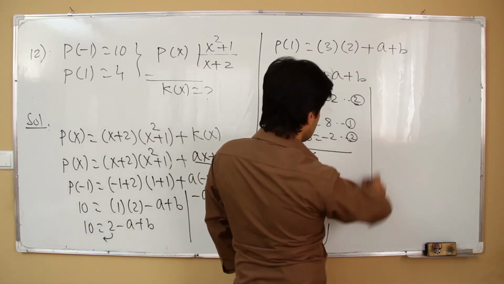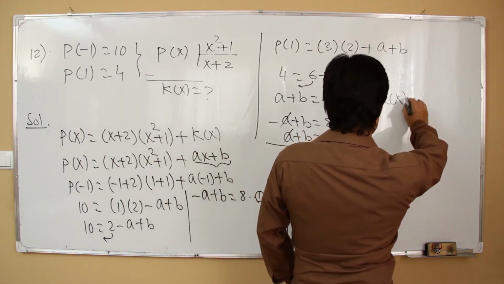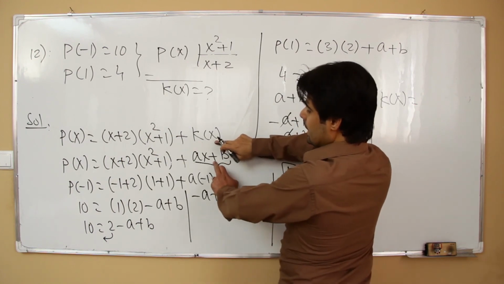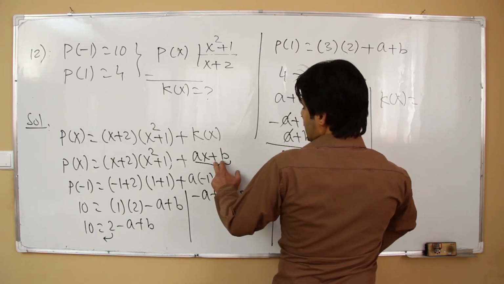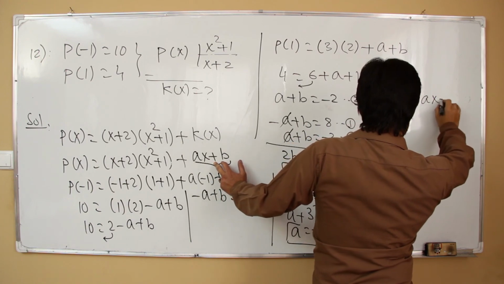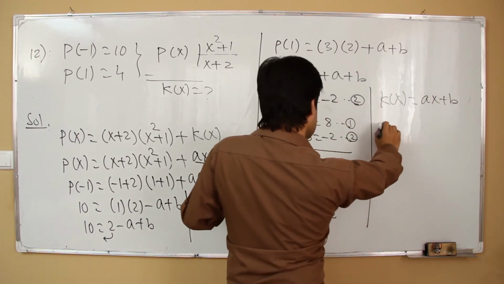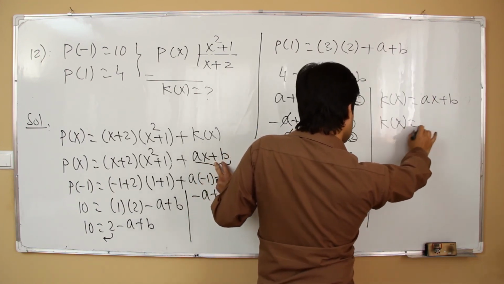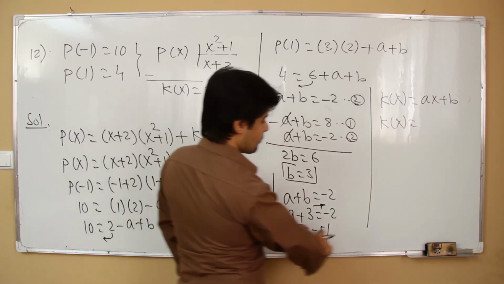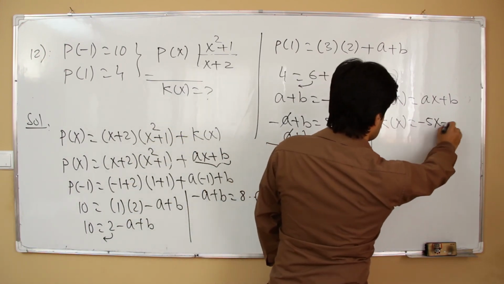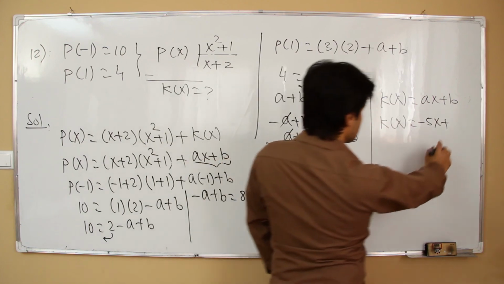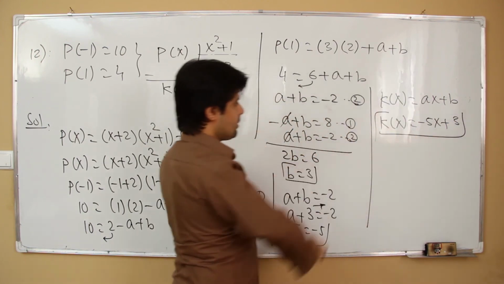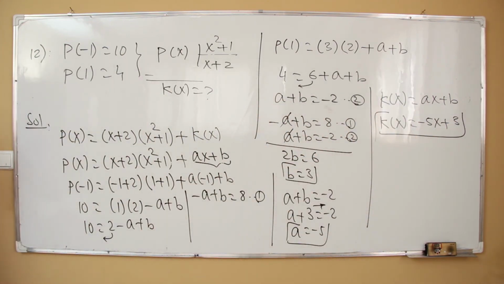Now, what the kx is? kx is a linear statement. I mean ax plus b. It's a linear polynomial. kx. Instead of a, you have to put minus 5x plus, instead of b, 3. I think this is the correct answer.